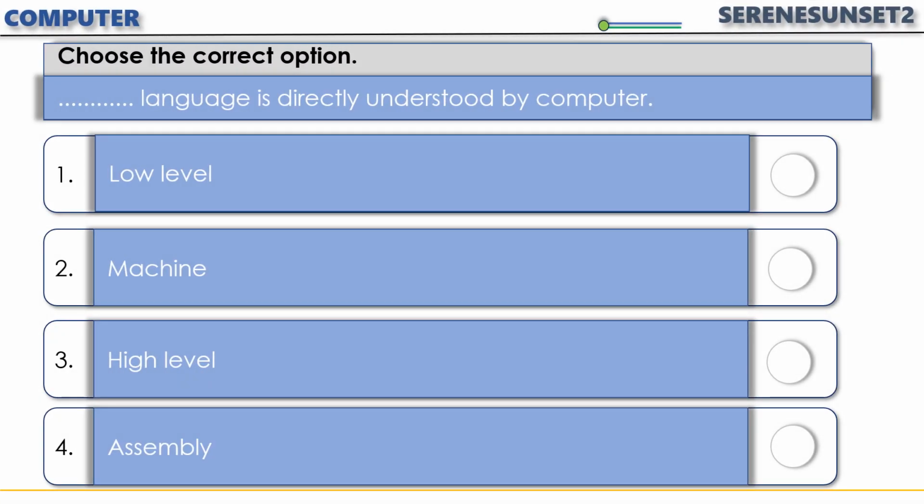Which language is directly understood by the computer? Options: low level, machine, high level, assembly. Answer: option B, machine.